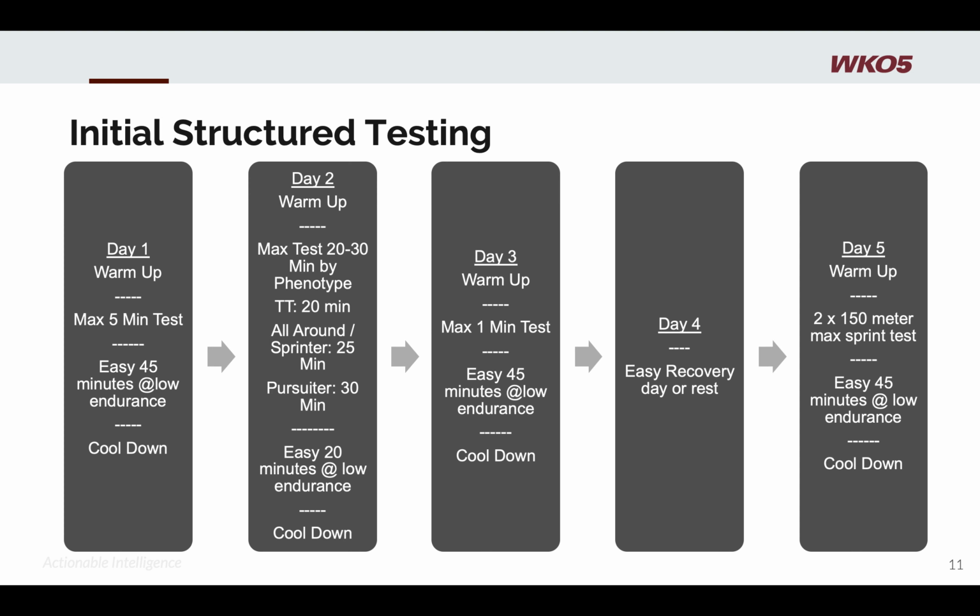And then day 5 is a simple, good warm-up, and then 2 times 150 meter max sprints. Just short, super hard, super fast. Spin around for 45 minutes, cool down. Now, the reality is, once you get through these 5 days, your model will be very clean and it'll be very tight. I'm going to show you what that means in a moment.